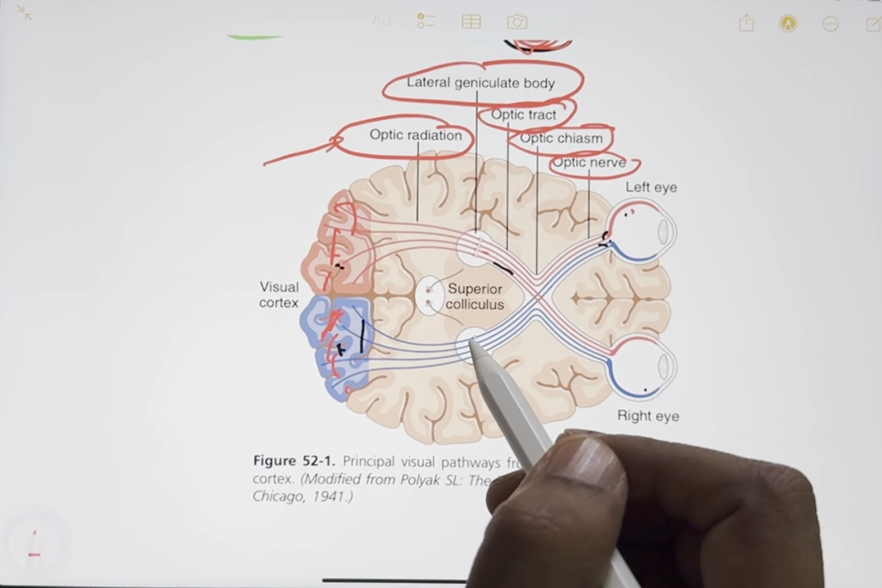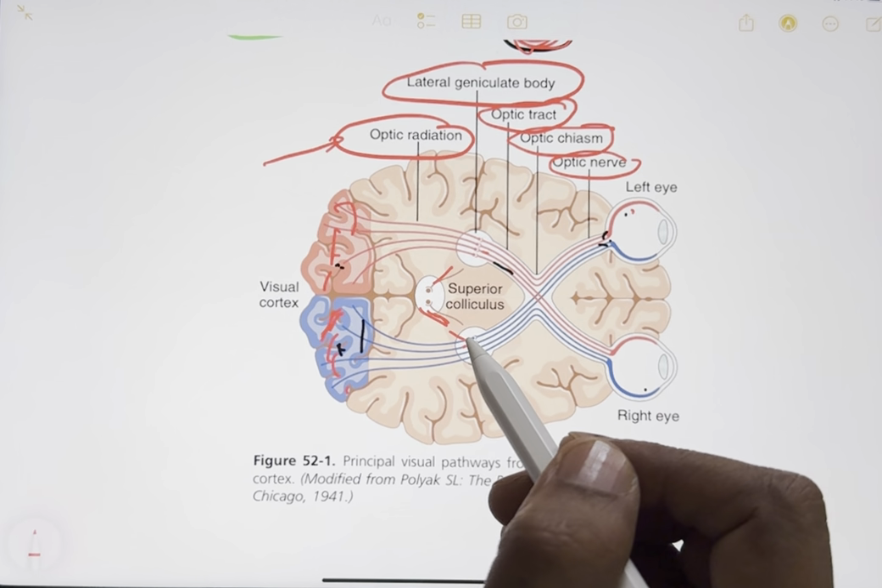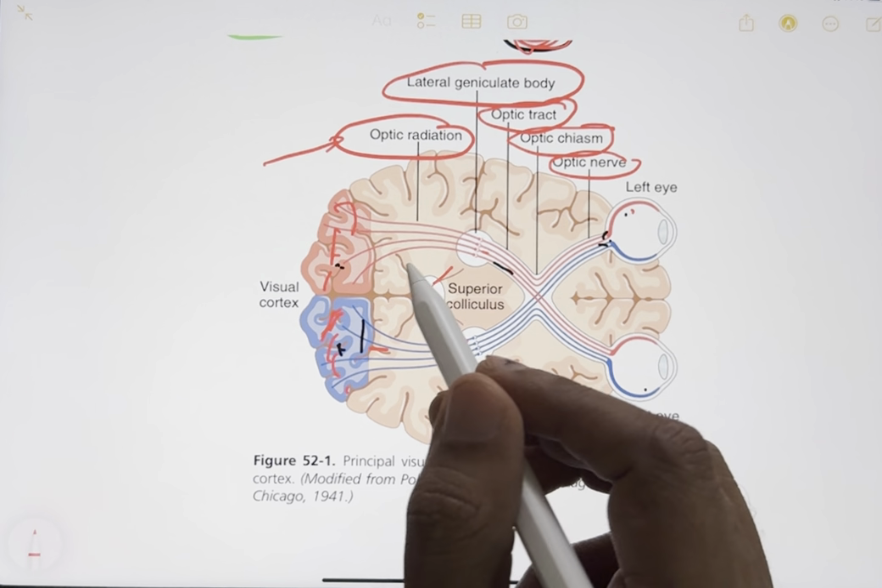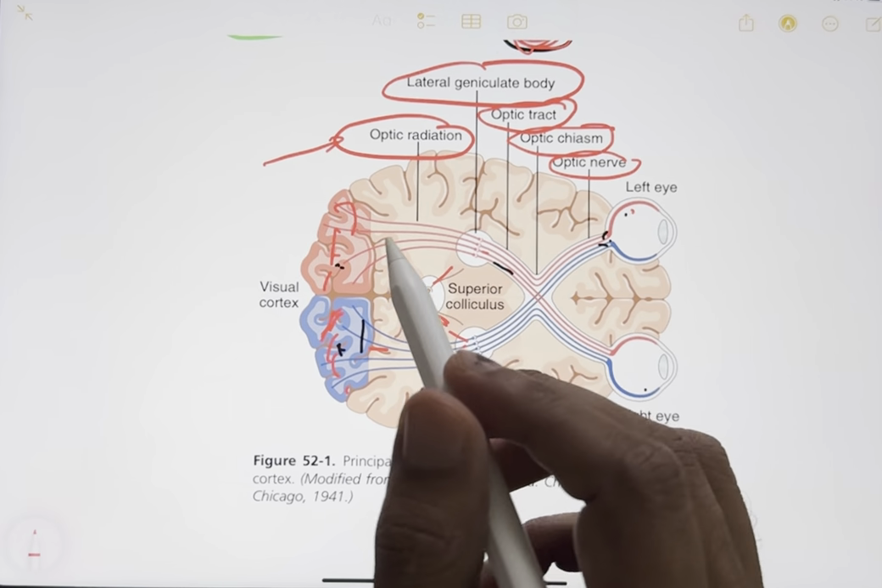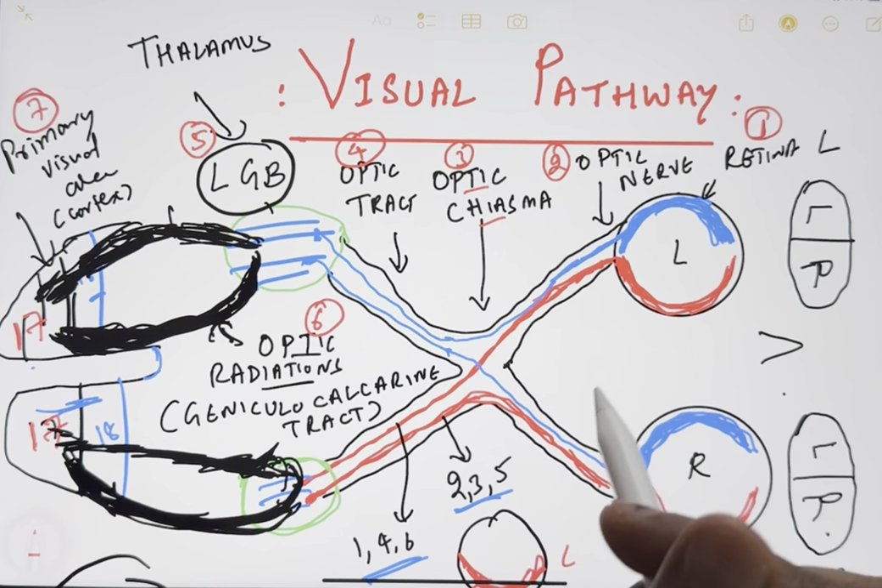Now, from this lateral geniculate body, a few fibers go to the midbrain, to the superior colliculus in the pretectal area, about 10% of the fibers, and the remaining 90% go to the optic radiation. We will discuss this under the light reflex. Right now, for the visual pathway, just concentrate on how this goes.